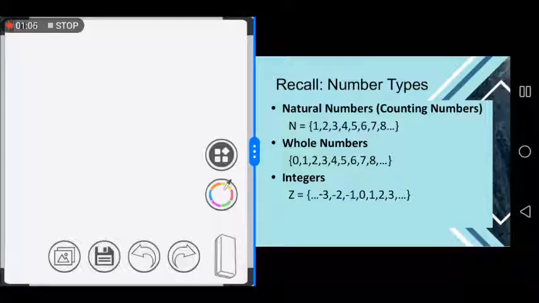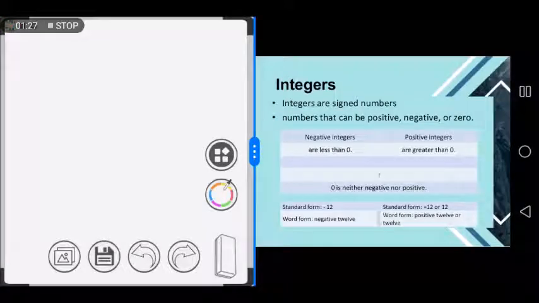So for today, we will be discussing another set of numbers known as the integers. As you can see, integers are composed of the negatives of our counting numbers. Also, it includes our counting numbers and 0. Integers are known as signed numbers. These numbers can be positive, negative, or 0.